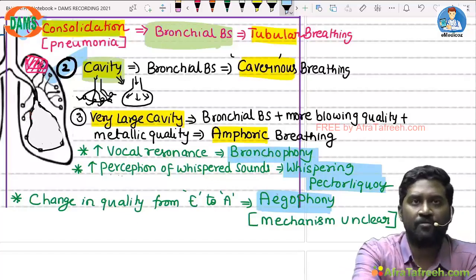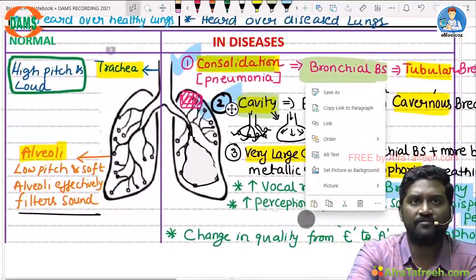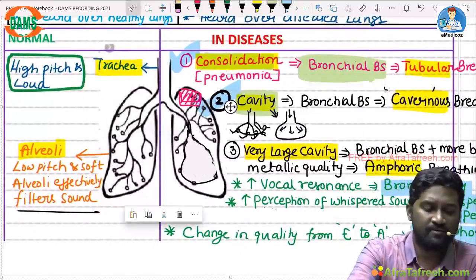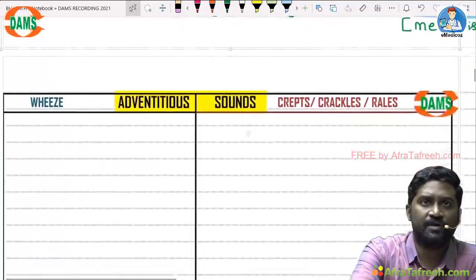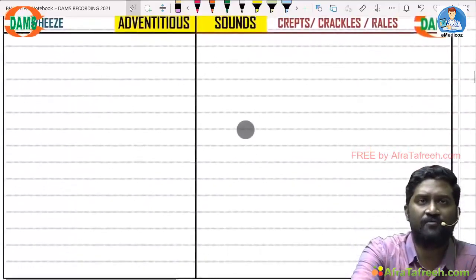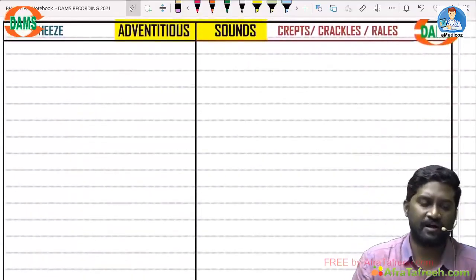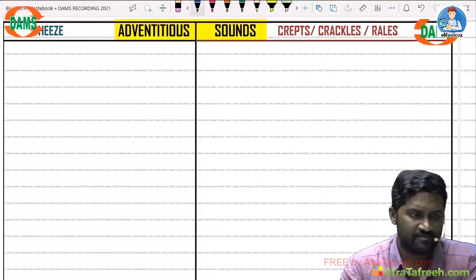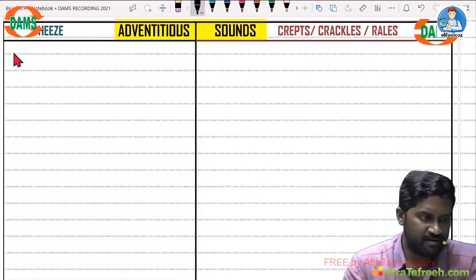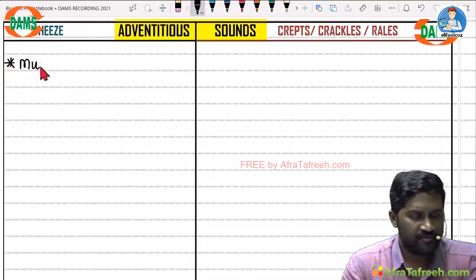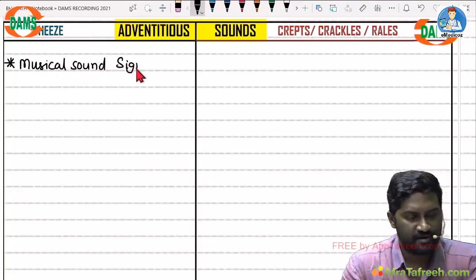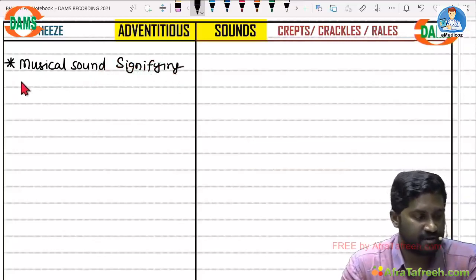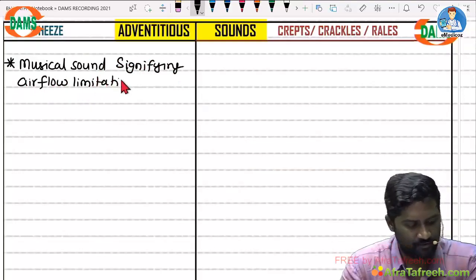Apart from normal and abnormal breath sounds, there are also additional sounds. Let us see what additional breath sounds you should know: wheeze on one side, and on the other side crepitations, also called crackles or rales. Let us start with wheeze. Wheeze is a musical sound signifying airflow limitation.